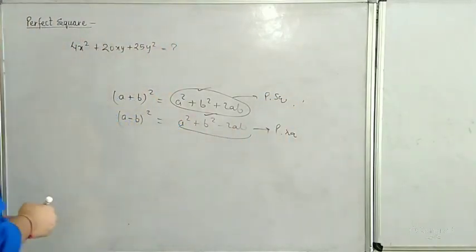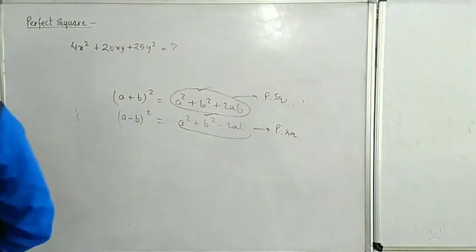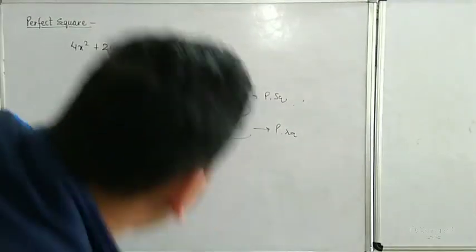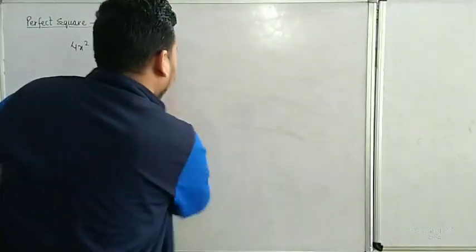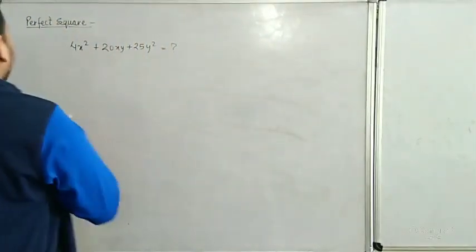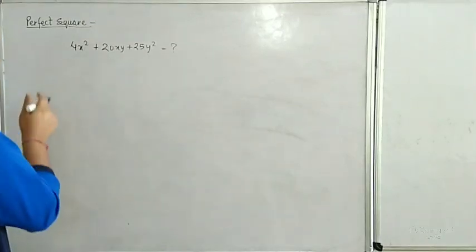तो same here, tell me 4x square plus 40xy is a perfect square or not. क्या ये perfect square है या नहीं है, ये हम लोगों को यहाँ पे चेक करना है. ठीक है, सर इस चीज को देखना है. तो how can we check the given algebraic expression is a perfect square?